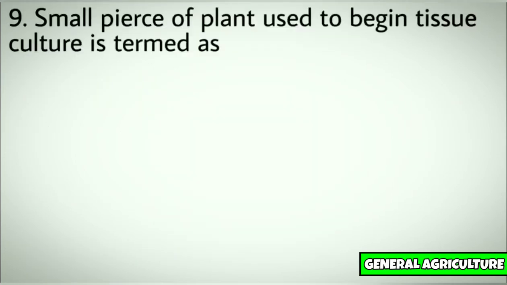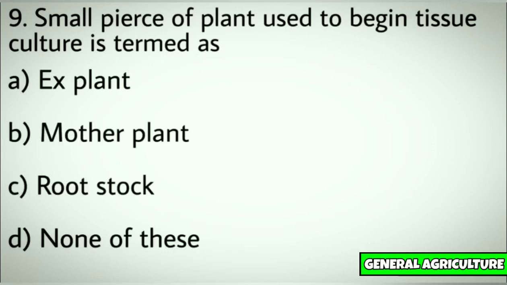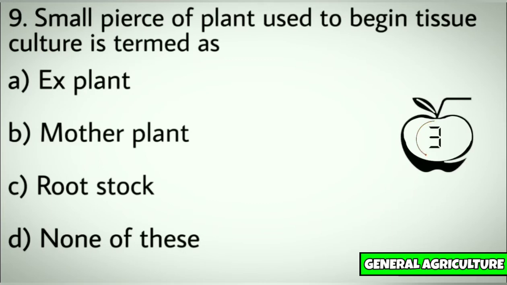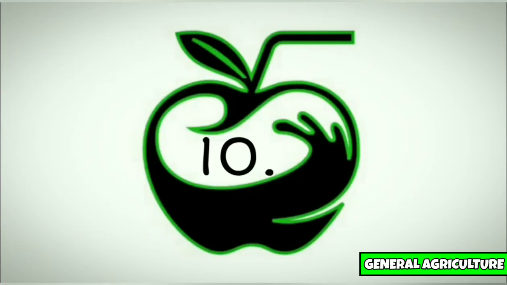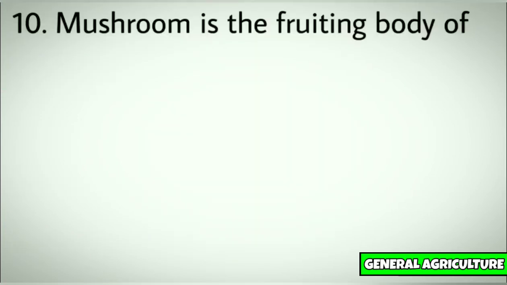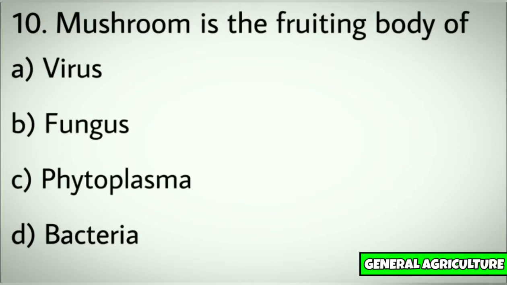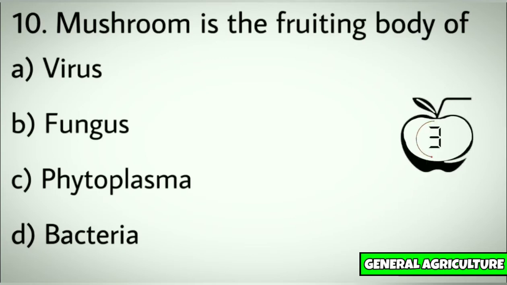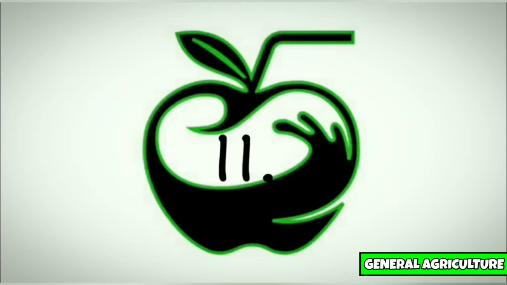Question number 9. Small parts of plants used to begin tissue culture is termed as options: A. Explant, B. Mother plant, C. Rootstock, D. None of these. Correct answer: A. Explant. Question number 10. Mushroom is the fruiting body of options: A. Virus, B. Fungus, C. Phytoplasma, D. Bacteria. Correct answer: B. Fungus.